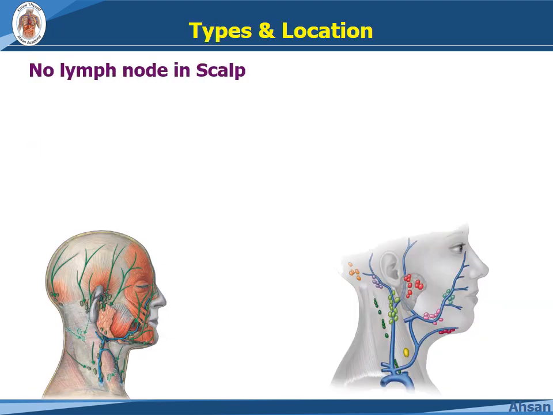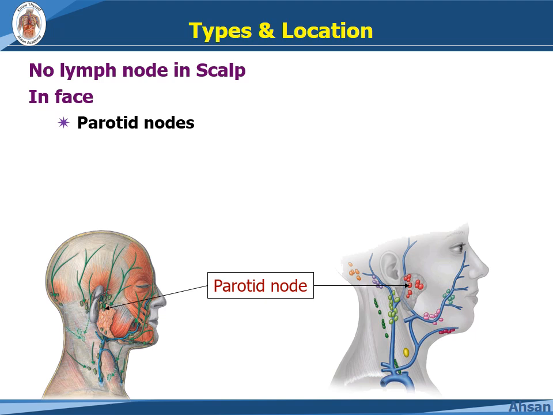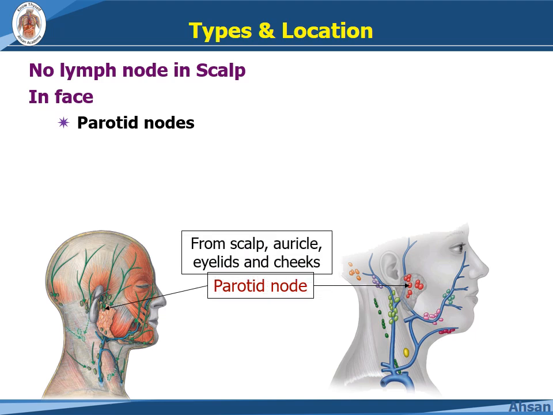No lymph nodes are present in the scalp. Only the lymphatic vessels are there. They carry the lymph distally from the scalp, and it is present in the face. Two groups are observed. One is the parotid nodes. This is present over the outer, that is external, surface of the parotid, and may be close to the upper pole in front of the auricle. This group drains the lymphatics from the scalp, auricles, eyelids, and the cheeks.